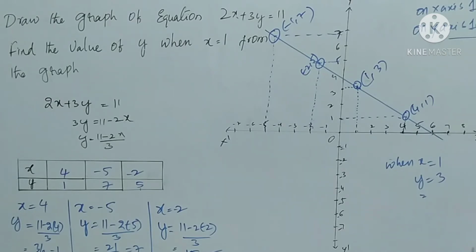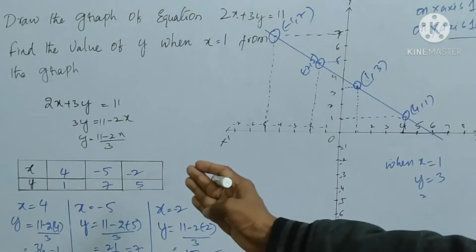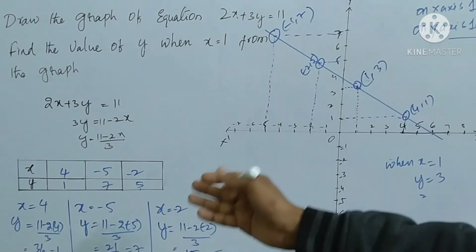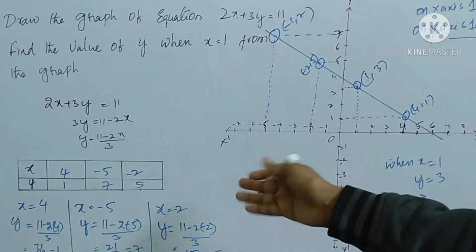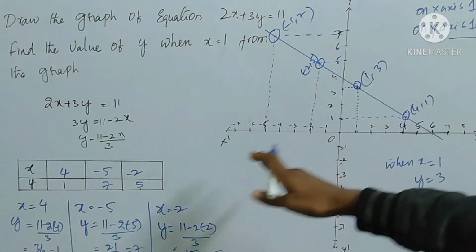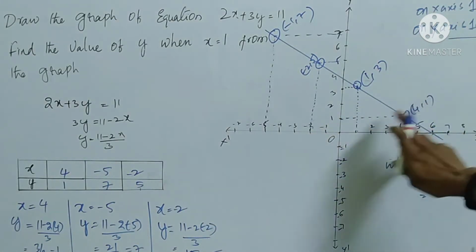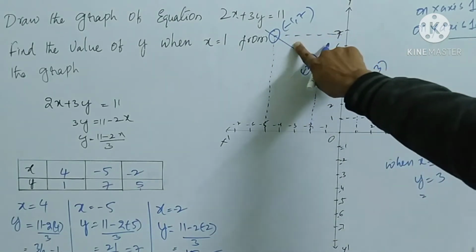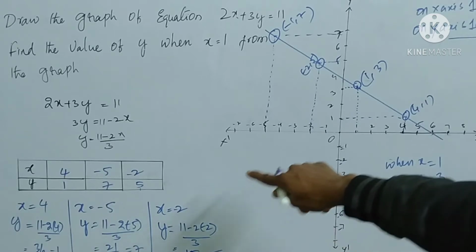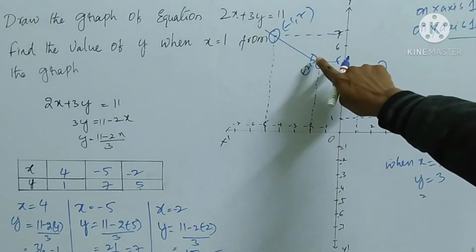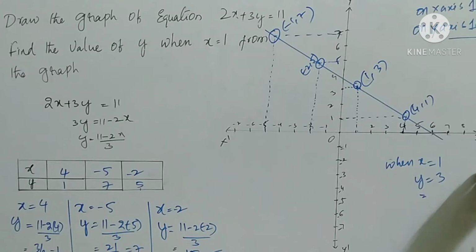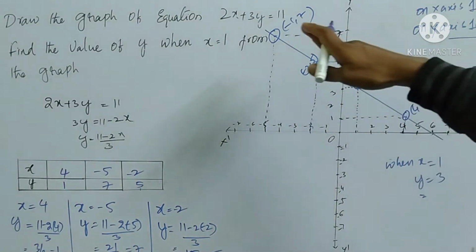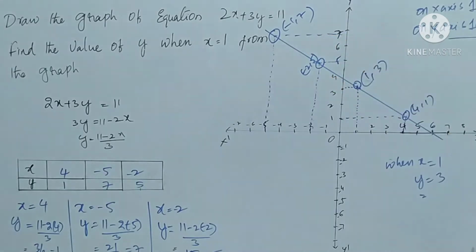Here I have to take x is equals to 4, minus 5 and minus 2. So we get the values of y. For x equals 4, y is equals to 1; for minus 5, y is equals to 7; for minus 2, y is equals to 5. Here, represent these solutions on the graph: 4 comma 1, minus 5 comma 7, and the last one minus 2 comma 5. Join these points, so we get a straight line. This is the graph of the given linear equation 2x plus 3y is equals to 11.